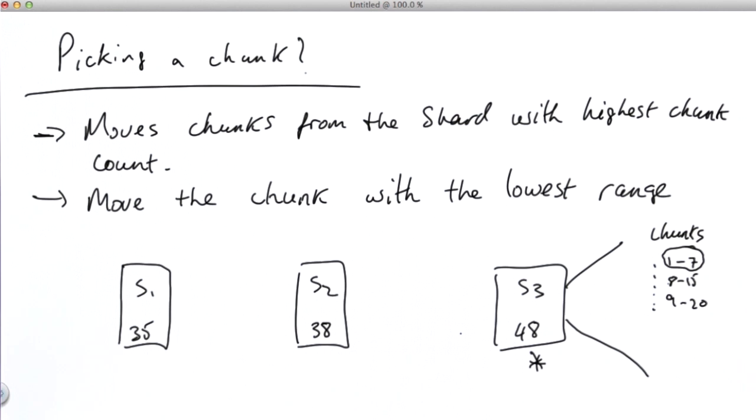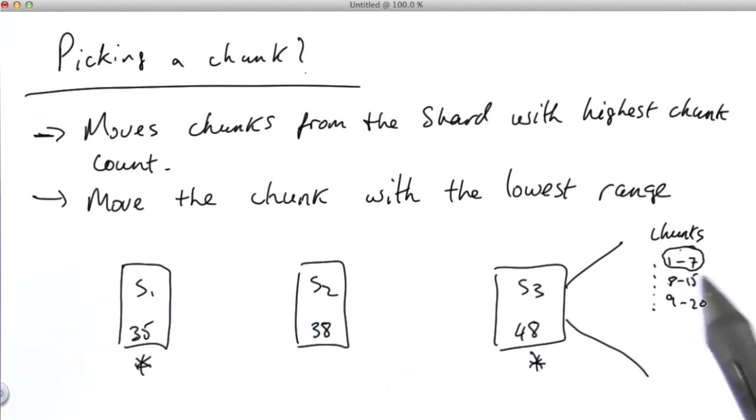And what about the destination? How does it pick where that should go? Well, again, pretty simple. It sees which one has the least number of chunks, which in this case is shard 1. So now it has its source, its target, and the chunk that it wants to move. So that's how the balancer is basically picking things.